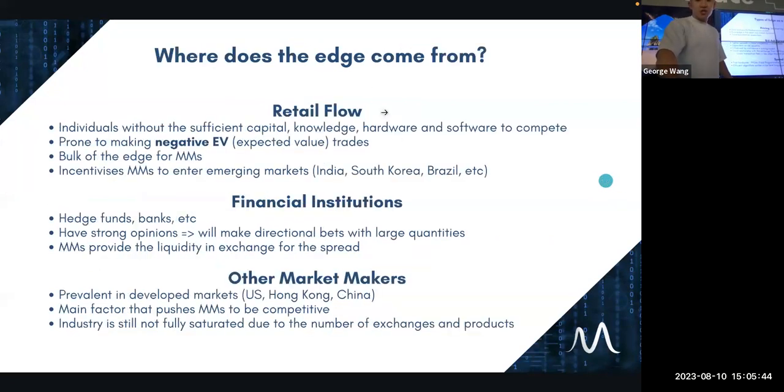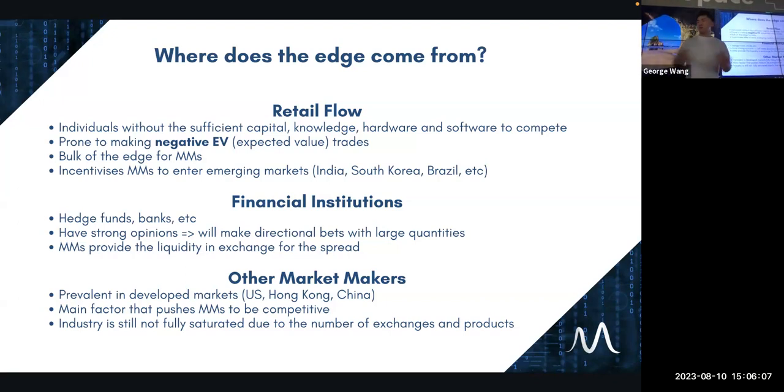All right. And the second question is, where is the edge coming from, right? So we discussed a lot of edge, but then where are we actually making the money from, right? If everybody's smart and everybody knows that, then nobody's going to be making any money, right? All the money is going to go to the exchange for doing the trades, right? So the biggest, well, let's call these guys edge givers, right? By volume will be retail flow.